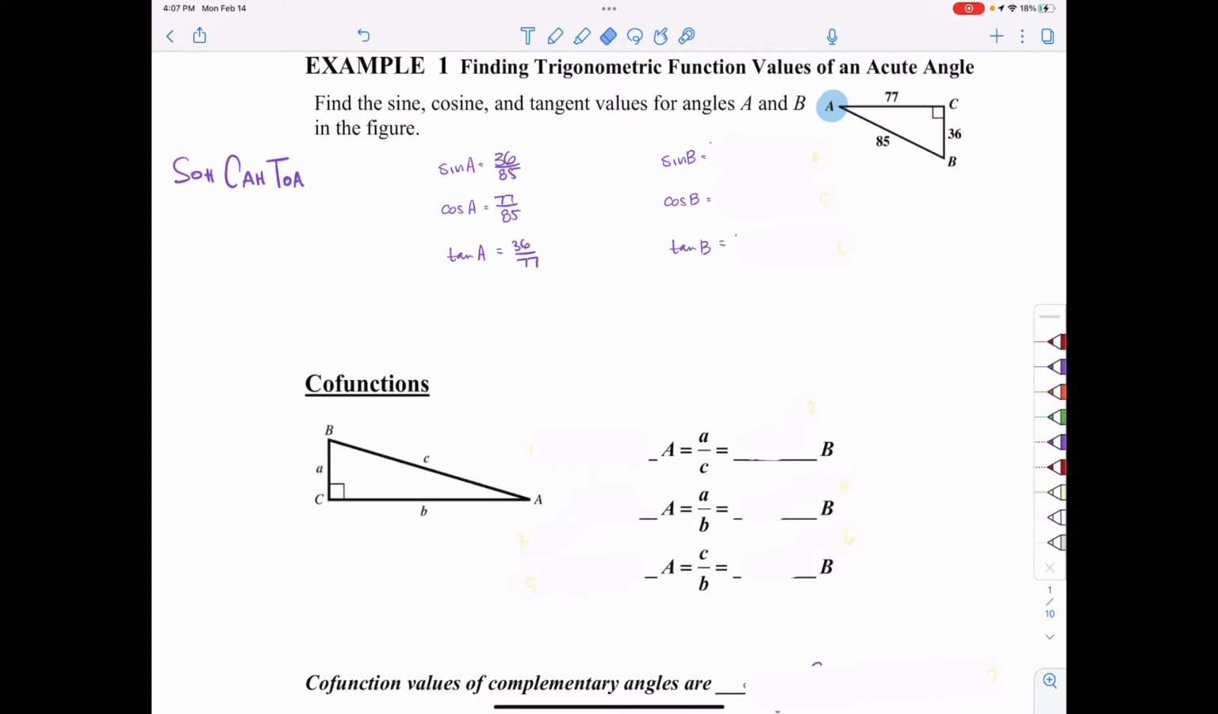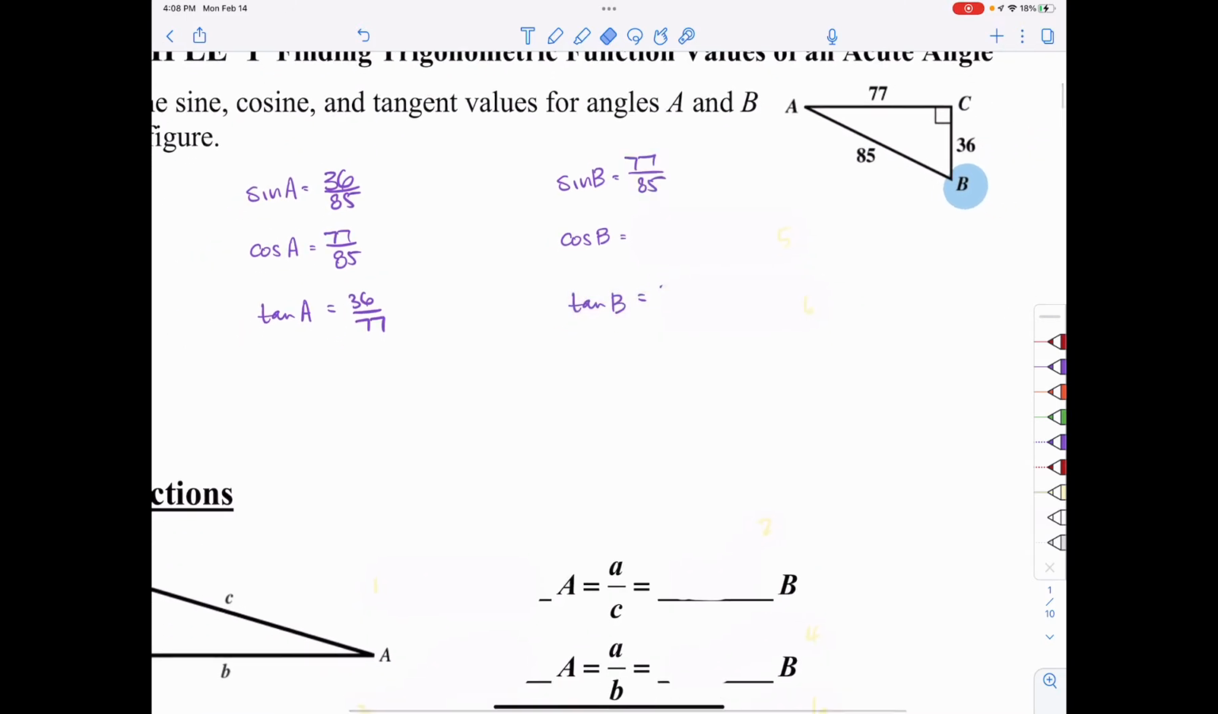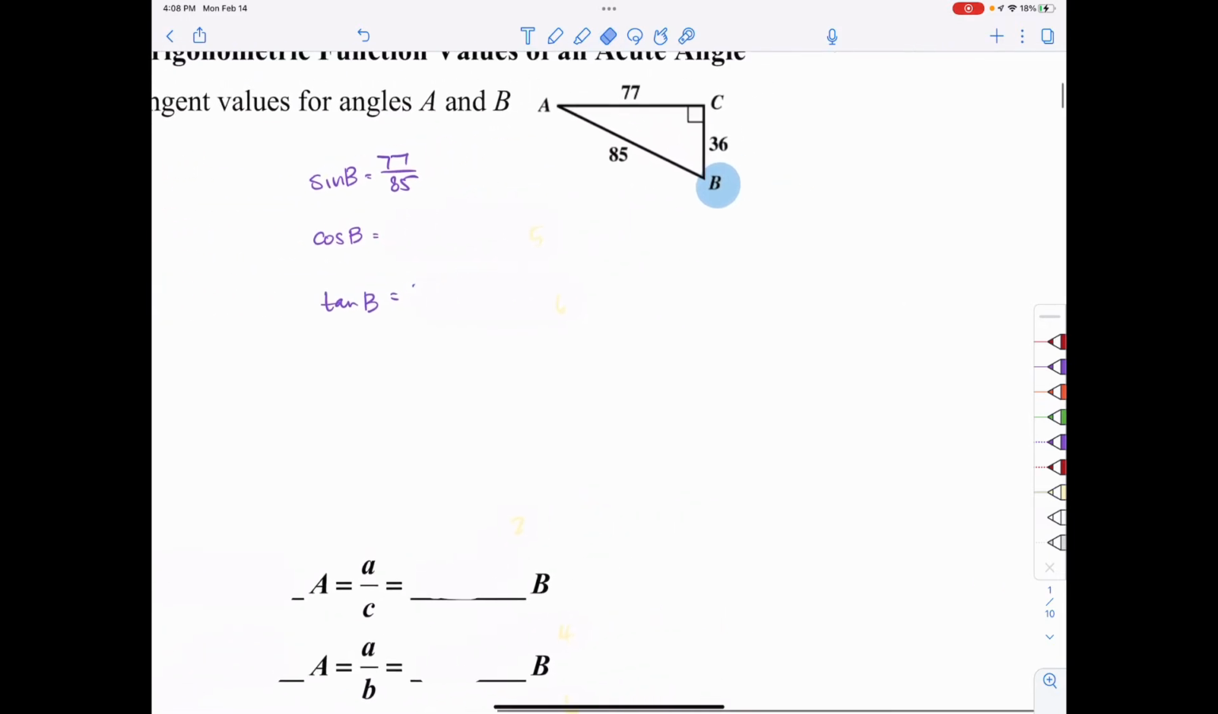Once I have those, now instead of focusing on angle A, we're going to focus on angle B. So for sine of angle B, our focus is different. Now this is opposite over hypotenuse, which is 77 over 85. One interesting thing to notice is that the sine of angle B is the exact same thing as the cosine of angle A, which makes sense when you're looking at a picture, but just something to pay attention to.